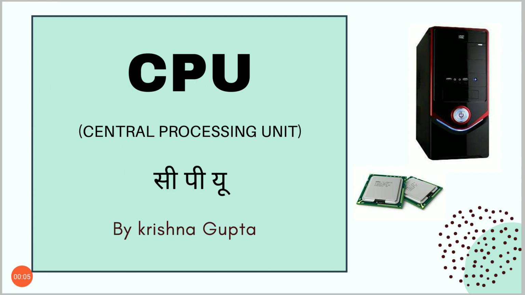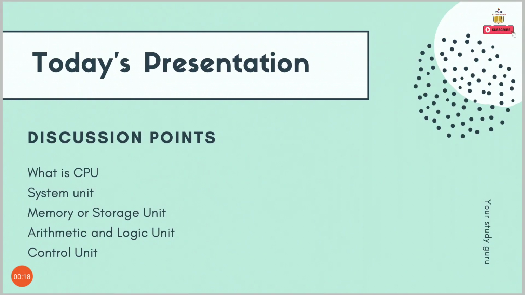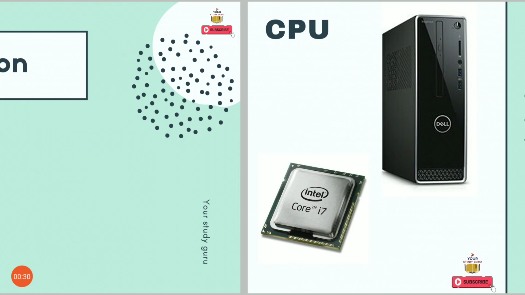This is Krishna Gupta. In the previous video, I discussed the basics of computers and terms related to the computer, and the last one was computer hardware and software. Now we will discuss the CPU. Let's start with the main discussion points: what is the CPU, system unit, memory or storage unit, arithmetic and logic unit, and control unit. We will cover them one by one.